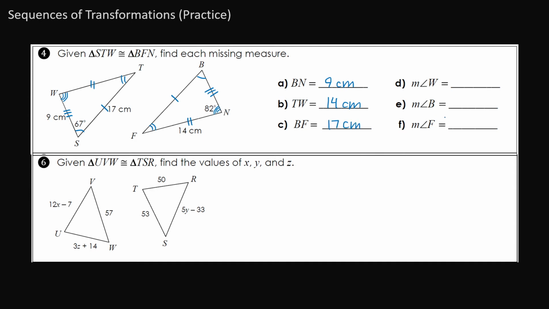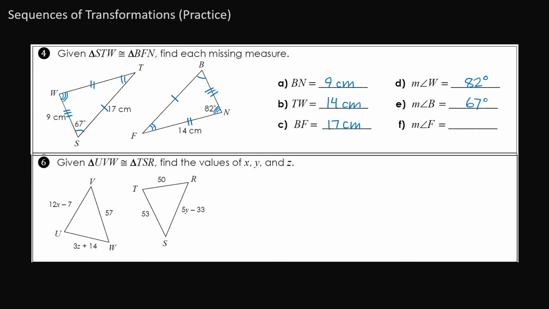Now for the corresponding angles. The measure of angle W should be the same as the measure of angle N. Angle N is 82 degrees. Angle W should be 82 degrees as well. Angle B corresponds to angle S. Angle S is 67 degrees. Angle B, also 67. The measure of angle F corresponds to T.